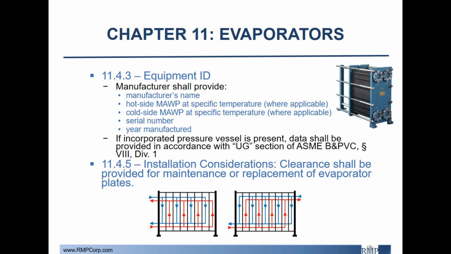This covers materials, design, opening and reinforcement, braced and stayed surfaces, fabrication, inspection and tests, marking and reports, and overpressure protection. So it does have a lot that it covers, applies to all vessels that are part of that code, and it's important to note that all that information is in that code. And again, that was the UG section, and then the installation considerations are based on the clearance provided by the manufacturer, and allowing for the evaporator plates to be maintained and replaced as necessary.